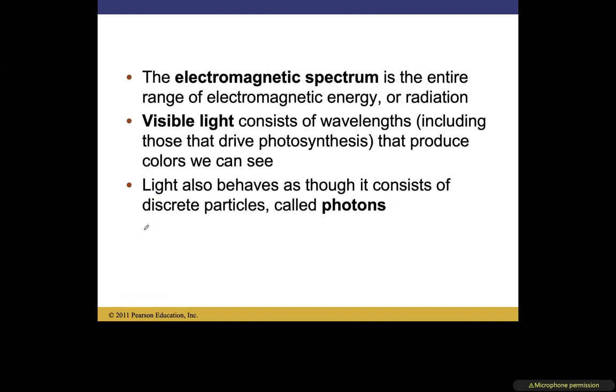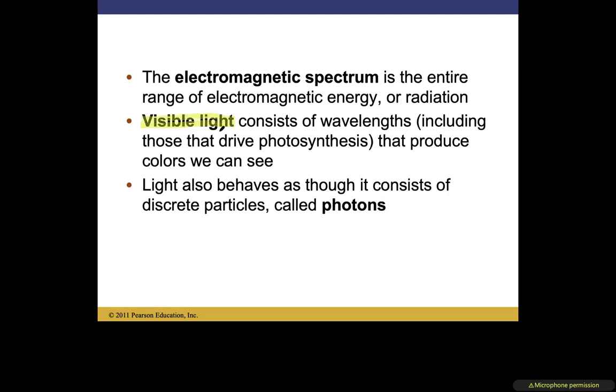Let's do a couple more slides and then I'm going to go get that picture like we talked about. The electromagnetic spectrum is the entire range of electromagnetic energy that comes from the sun. The part that is used in photosynthesis is visible light. It is a very small part of all of the energy that comes from the sun.